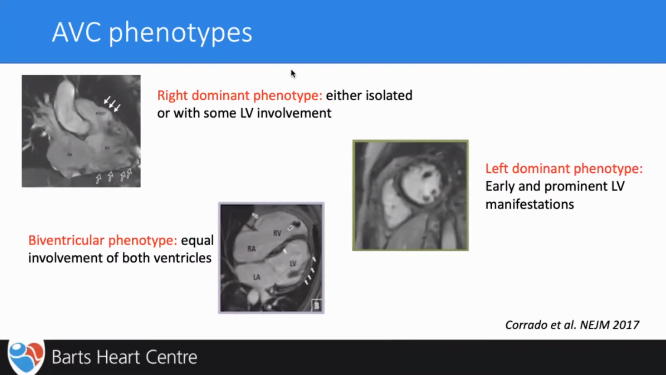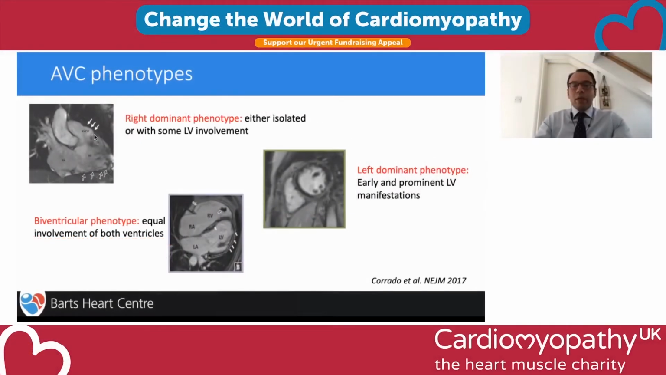So we now differentiate between the right dominant phenotype, and this is an MRI scan from a patient with a right ventricular cardiomyopathy. You can see here the enlargement of the right ventricle and the aneurysms. The left dominant phenotype, and this is another MRI where you can see the scar tissue circumferential around the left ventricle, with an early and prominent left ventricular manifestation. But then you have also the biventricular phenotype, and you can see here both right as well as left ventricular involvement with fibrosis. Here is a thrombus in the right ventricle as well.